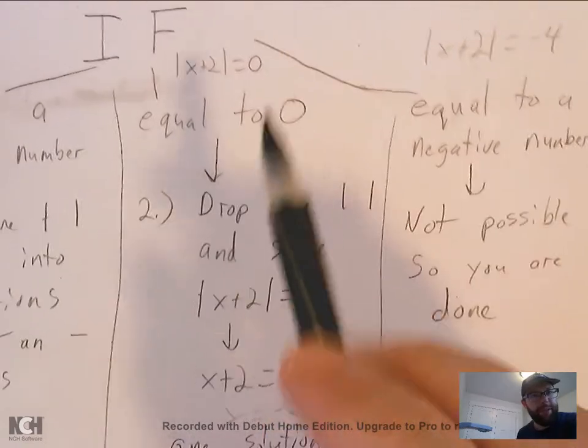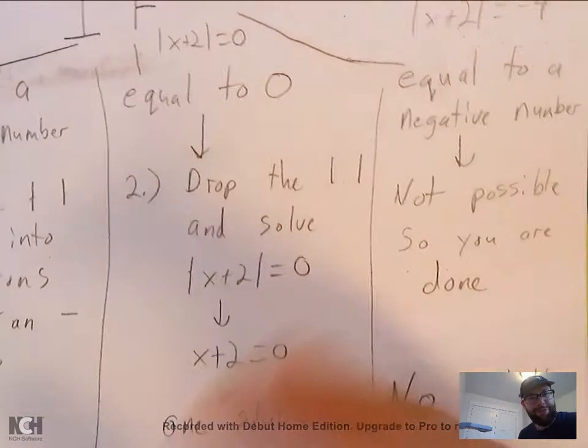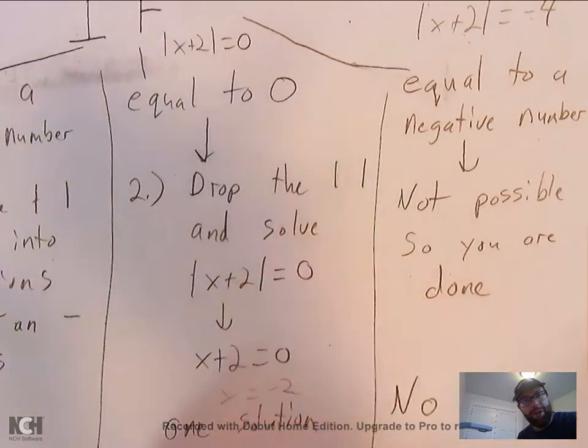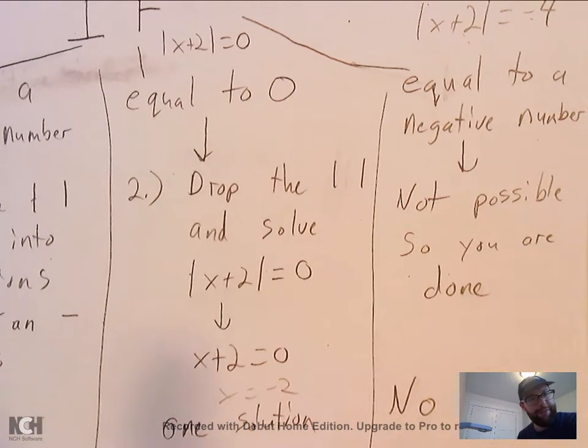If it is equal to 0, you just drop the absolute value and solve, because that's what absolute value means, right? It's the distance from 0. So there's only one possible number that has a distance of 0 from 0, and it's 0.